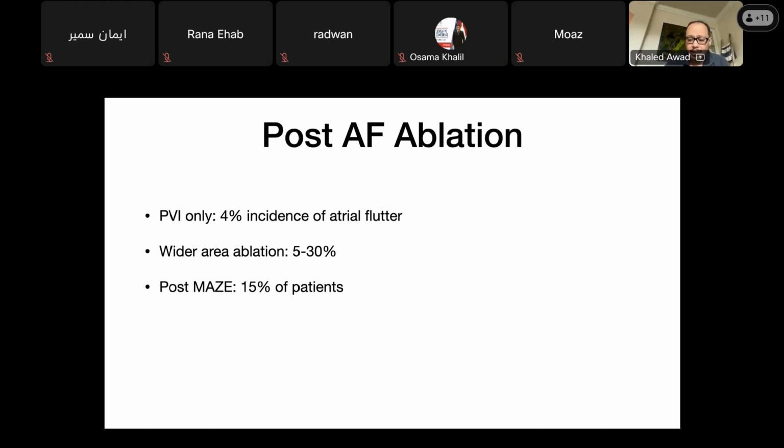I actually think it's higher than that, but that's what's documented in the literature. So the more ablation we do, the more problems we cause if we do not block lines. I'm going to repeat this: we do not block lines. If you're going to be intervening on anything in human tissue, you better block that line.